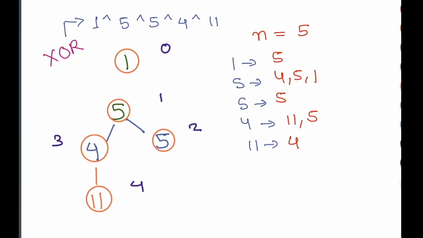But now, if I just remove one edge, I have 2 trees, 1 and 2. In this case, if I ask you, can you find the XOR of the first tree and can you find the XOR of the second tree?